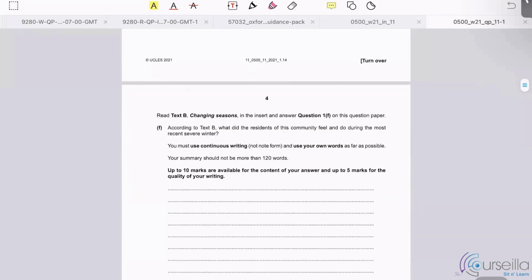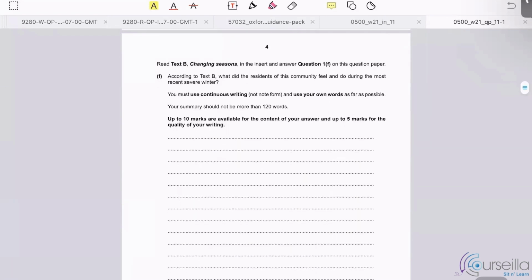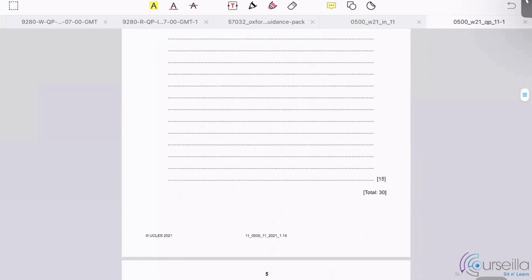Then when it starts to ask about text B, he would ask you to read text B, and write, according to text B, what did residents of the community feel to do during the most recent severe winter? Then you have to use continuous writing. Marks are based on the information you get from the text, and this one is for 15 marks.